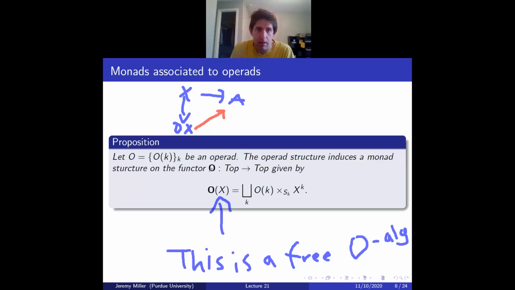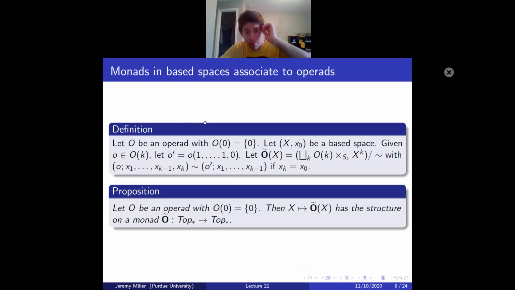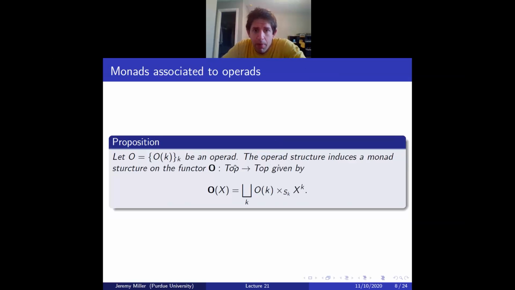and it satisfies the usual diagram for what you'd expect a free thing to be. Okay, so the little cubes is an operad in spaces, and it gives you a monad in spaces. It's going to turn out that for all the operads that I care about, you can also build a monad in based spaces.